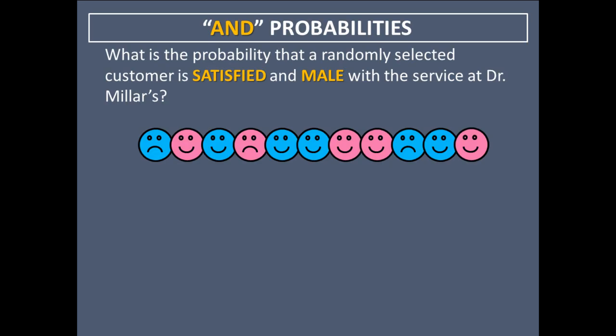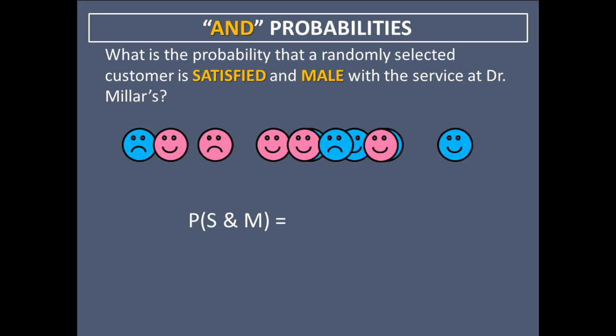So let's look at our rule for and to begin with. If we're to look at the probability of a randomly selected customer being satisfied and male, when we're talking about and, we want to think about that idea of mutual exclusivity. So can these two events happen at the same time? Well, yes, it is quite possible that we could have a customer that is not only satisfied, but they're also male. So we look at instances where both those things happen at the same time.